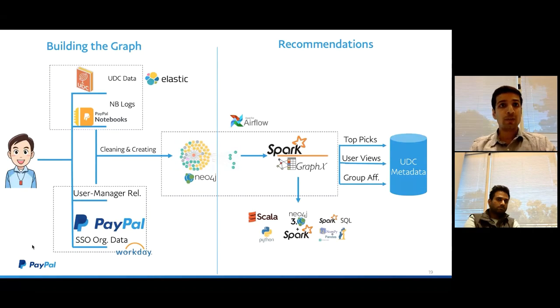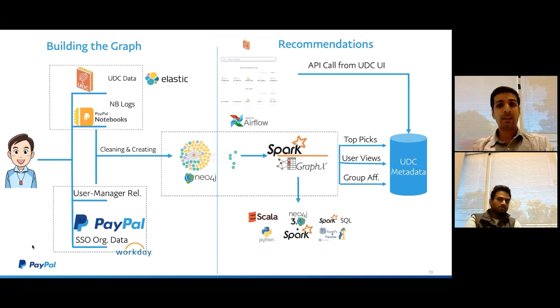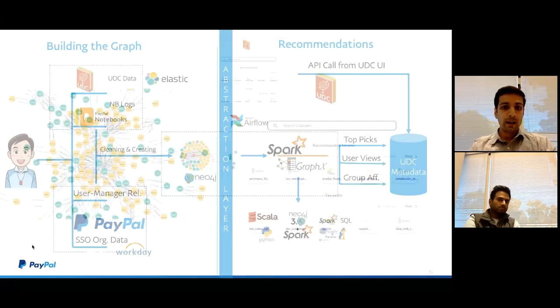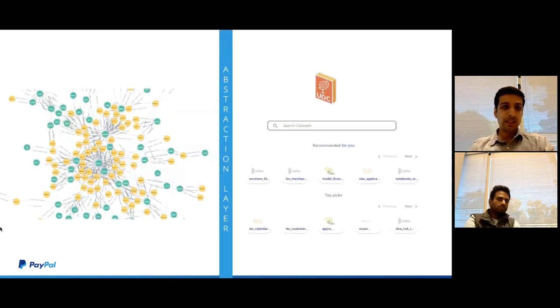We also show user views, which is the total summation of the number of views for the data set for that user, and also the group affinity. We load all this data into the UDC Metastore, which is MySQL, and the UDC UI makes a call to the UDC Metastore to view it on the UDC UI. In a nutshell, this is how the architecture looks.